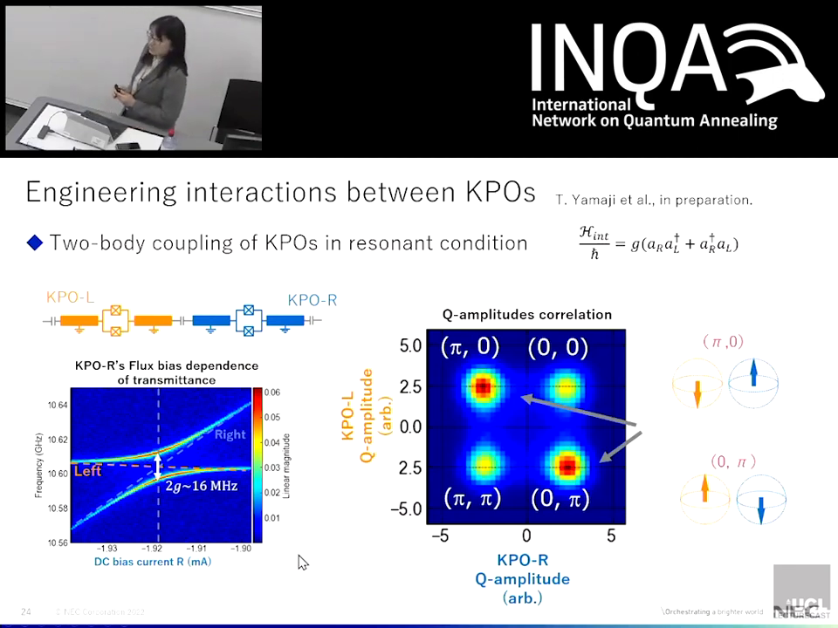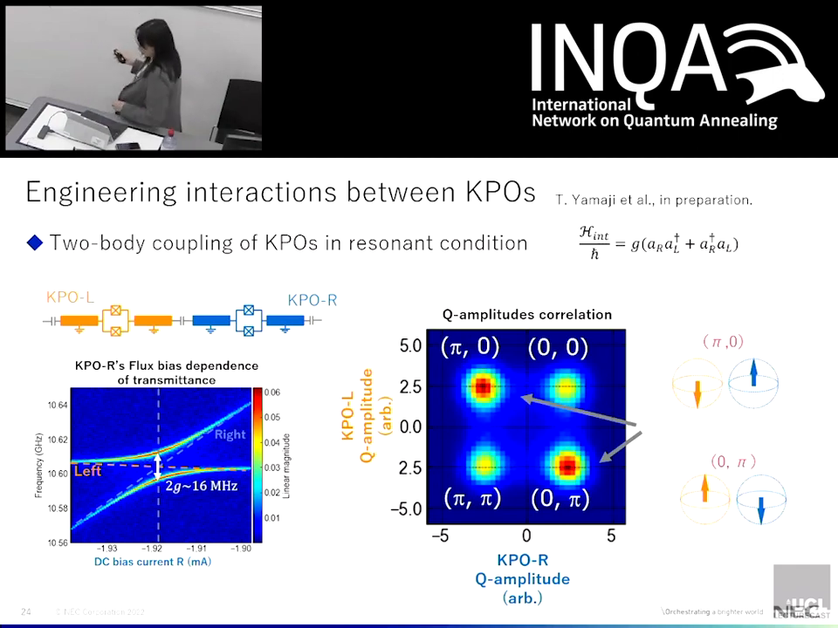Okay, in the next two slides, I will focus on the coupling of KPOs. Here I show the result of two-body coupling of KPOs. When two resonant KPOs are coupled capacitively, the interaction Hamiltonian in the rotating frame is written as this. The coupling strength g can be estimated by transmittance measurement as shown here.